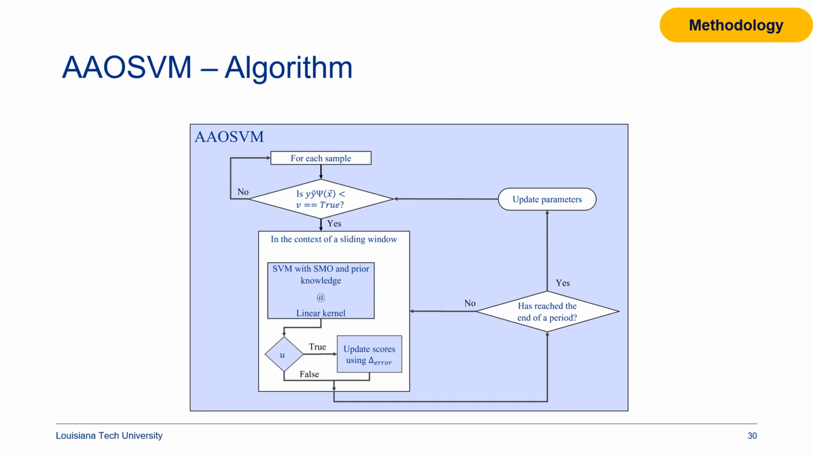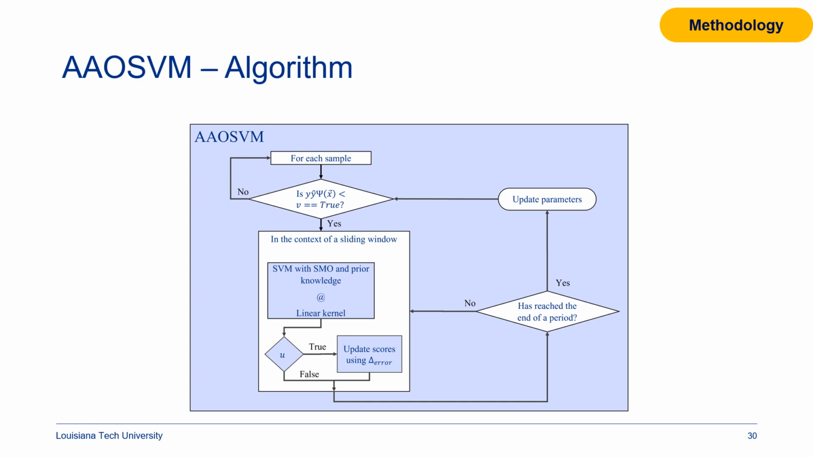The overview of the adversarial aware online SVM algorithm is: for each sample, we see if the training criteria is valid or not. If it's not valid, we go for another sample. If it is valid, then we add it to a window of 100 samples, and this is a sliding window. We only consider 100 samples at a time. We train an SVM with prior knowledge with a linear kernel, and if we are updating the scores, then we update the scores using delta error.